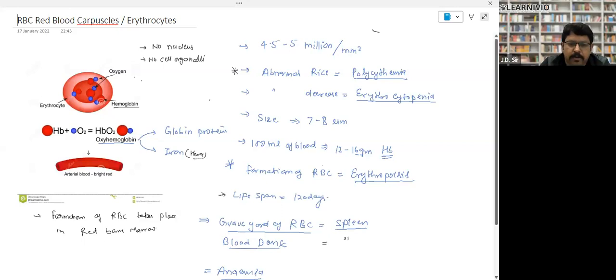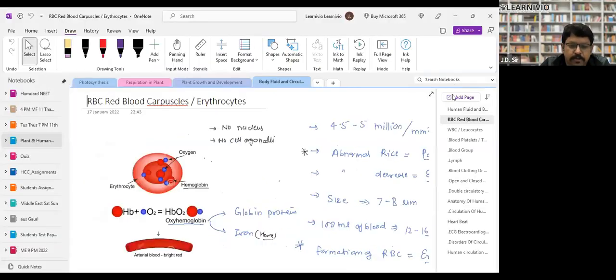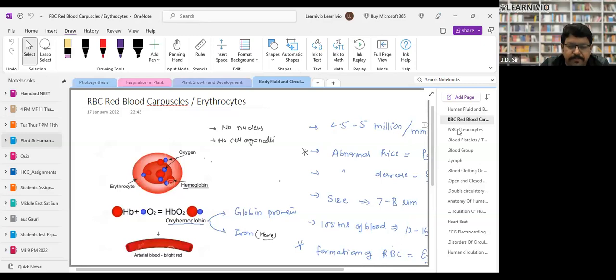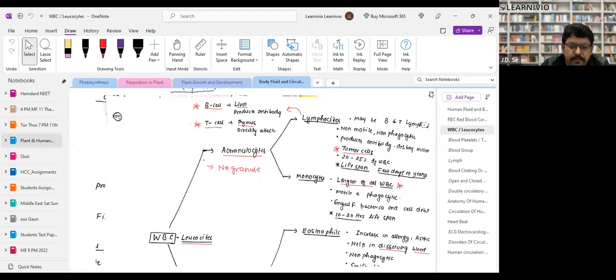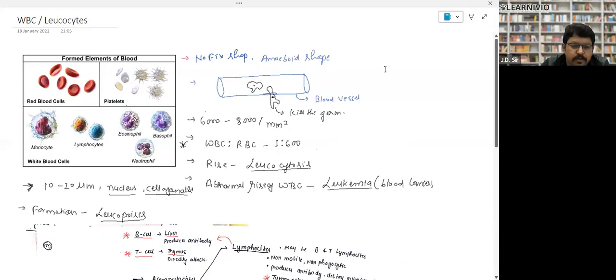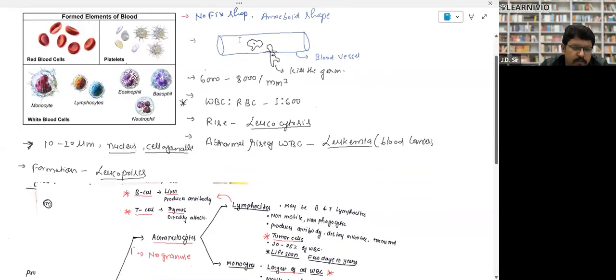Okay, great. Now come to the second one, that is WBC, or we call that leukocyte. This is very important and interesting too. First thing, WBC are all known as leukocytes, right? They have nucleus and some cell organelles are present. Their size is 10 to 20 micrometer.